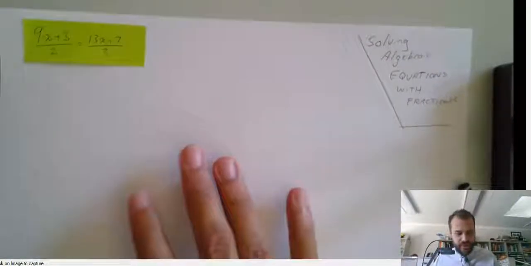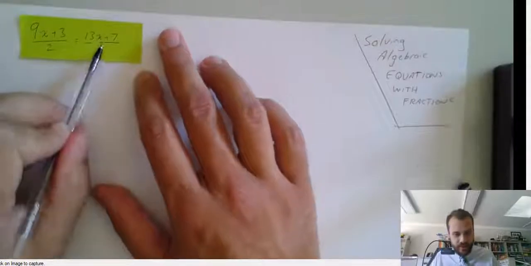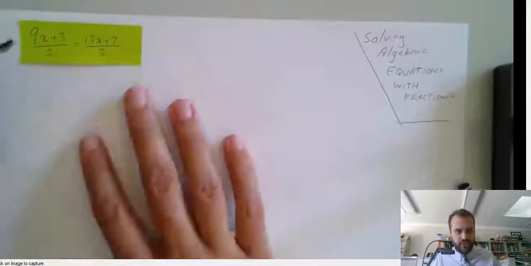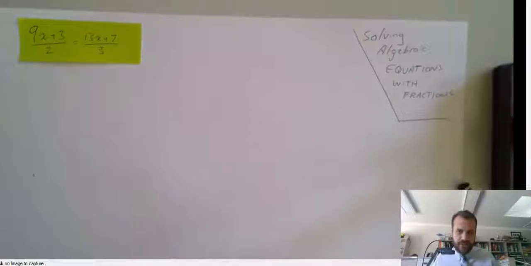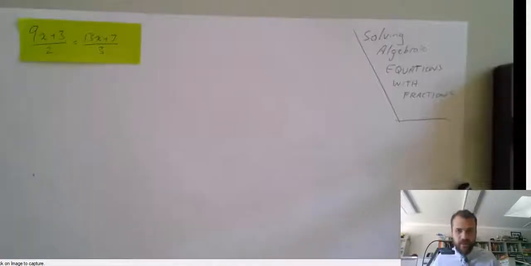Now, here's our first example. 9x plus 3 over 2 equals 13x plus 7 over 3. Now there are two ways to tackle this. I'm going to do one way, then I'm going to do the other way. Then you're going to have to pick which way you like the best, or you're going to have to hold both in your mind, because sometimes one will be easier than the other.